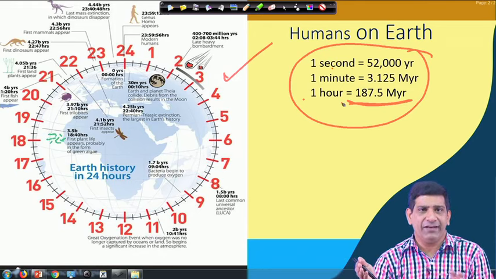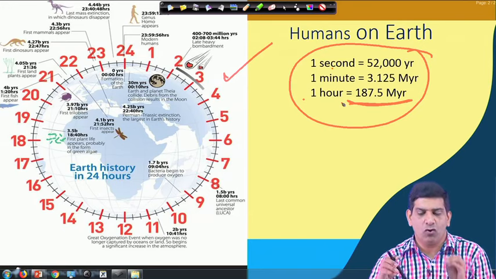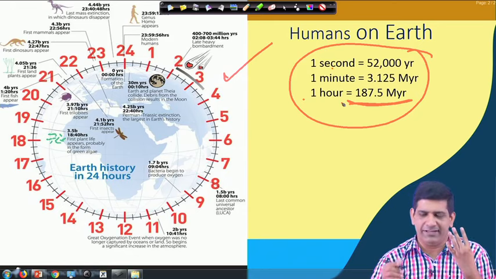On that scale, if you look at humans as we exist today, which is known as Homo sapiens, we have existed on this planet for only 4 seconds, just 4 seconds.